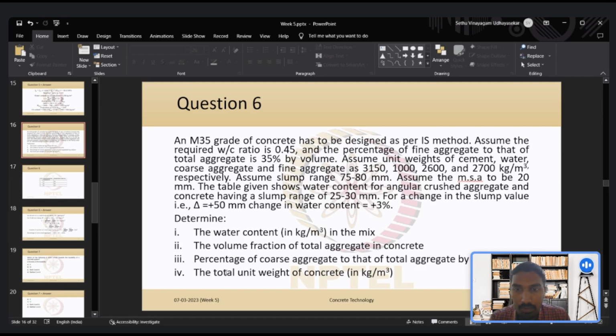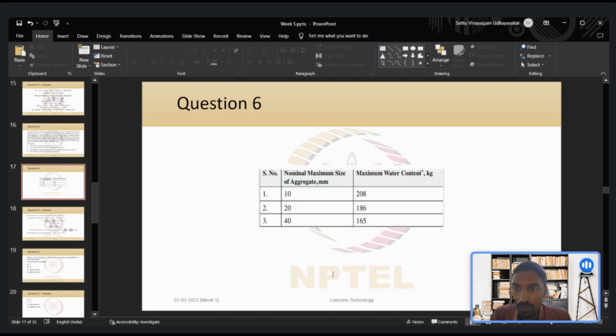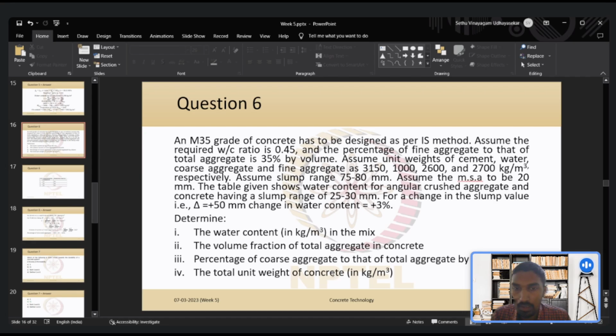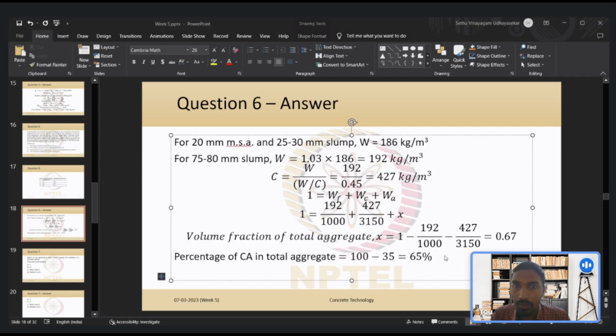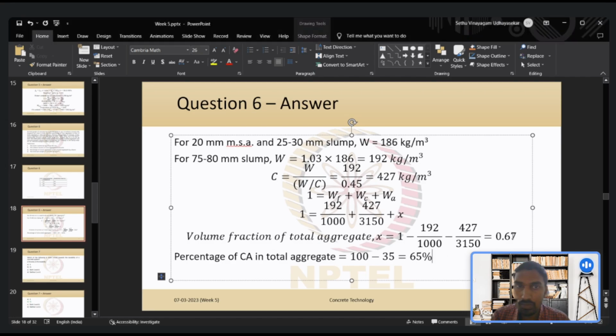And the final question is about finding the total unit weight of concrete. So we need to find the unit weight for the concrete as a whole. We know each individual quantity, and we want to find it for the concrete as a whole. We already know the weight in the unit volume contributed by water as well as by cement: it is 192 from water and 427 from the cement. So we need to find the other two components, which are the fine aggregates and the coarse aggregates. Okay, so how do we find that out?